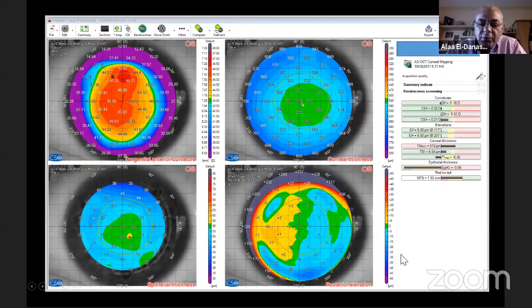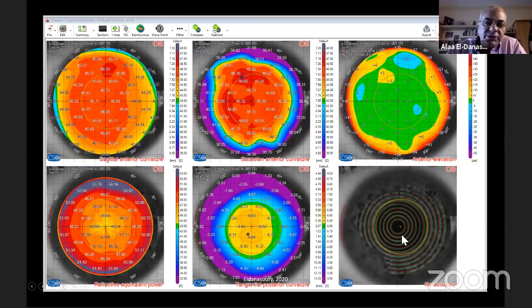And there is an important image here that I always want to look at to see the Placido rings and the ring detection, so you can tell if you have any artifacts on your image.